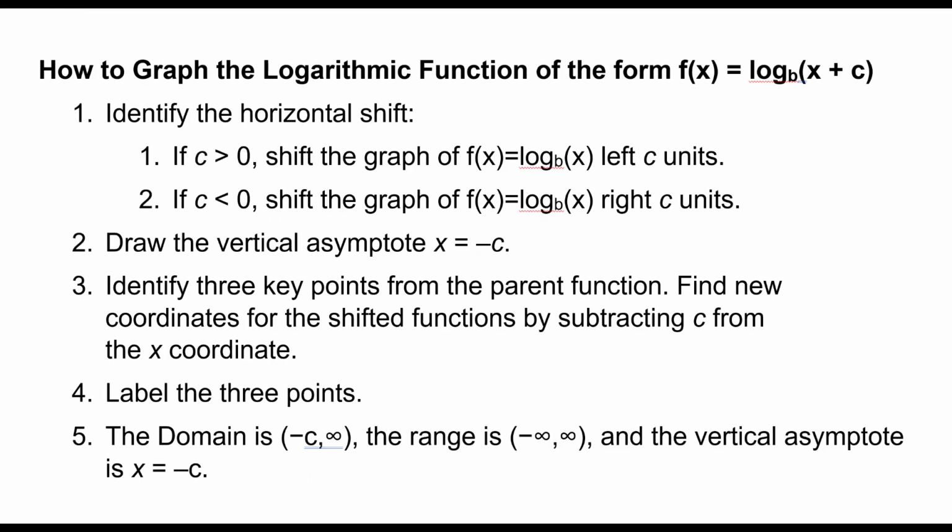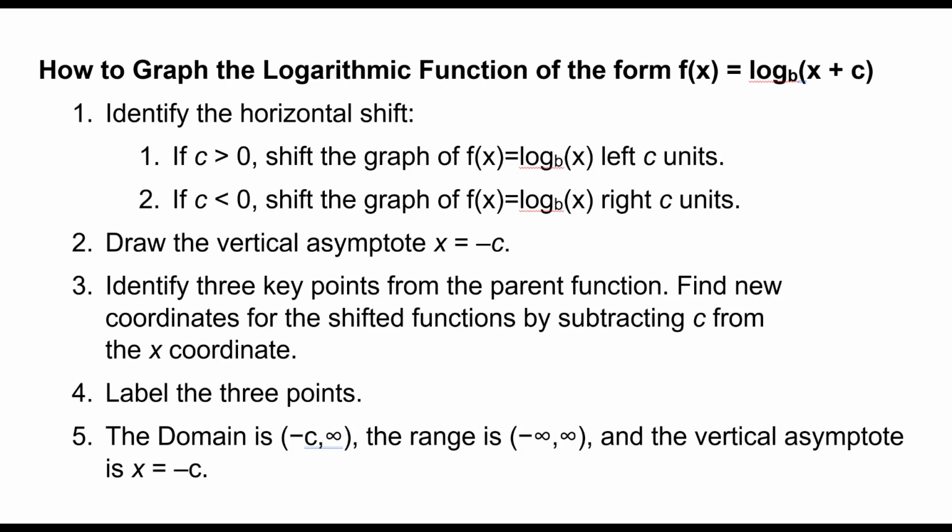So how to graph the logarithmic function of the form f of x equals log base b of x plus c. Identify the horizontal shift. If c is positive, it goes to the left. If it's negative, it goes to the right. I know that seems backwards, but that's how it is. Draw the vertical asymptote, x equals negative c.